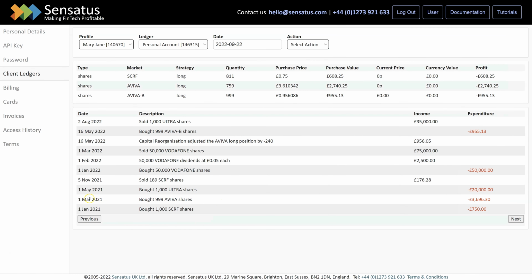In this example, the client started with 999 shares and the position was reduced to 759.24 shares after the 76-100 consolidation. The holding was rounded down to 759 shares and the 0.24 fractional shareholding was sold at the valuation price of 384 pence per share, i.e. 0.24 multiplied by 384 pence equals 92 pence.